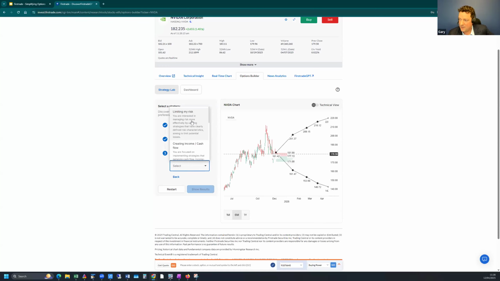So, limiting my risk. If you're interested in managing risk more effectively by utilizing strategies that have clearly defined risk characteristics, aiming to limit potential losses, this is where I sit most of the time on all my strategies. In fact, I like to trade options because of the capped exposure to my risk. So this is where I would sit. But there's other reasons, right?